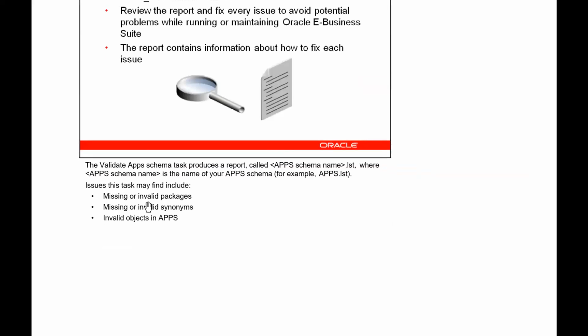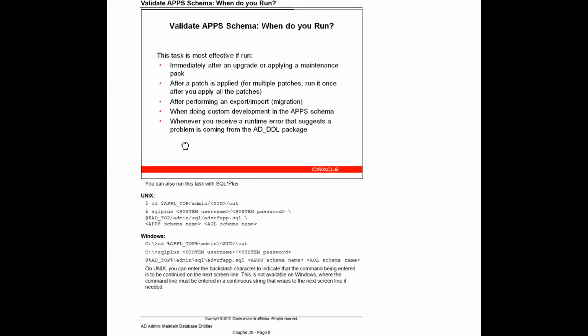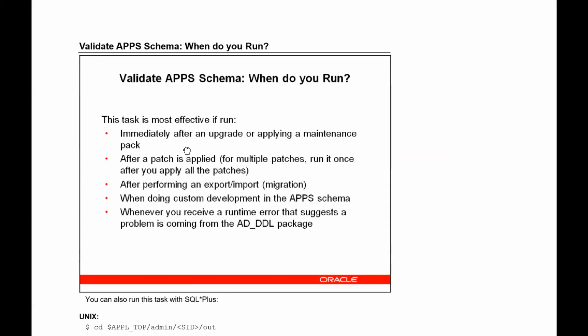The issues this task may find are missing or invalid packages, missing or invalid synonyms, or invalid objects. When do you run this? Immediately after an upgrade or applying a maintenance pack, after a patch has been applied, for multiple patches run it once after you apply all the patches, after performing export and import, when doing custom development, or when a runtime engine suggests the problem is coming from ADDL. So this is very important for us. There are so many commands, but you don't run them for no reason; in any of these cases, you do it.